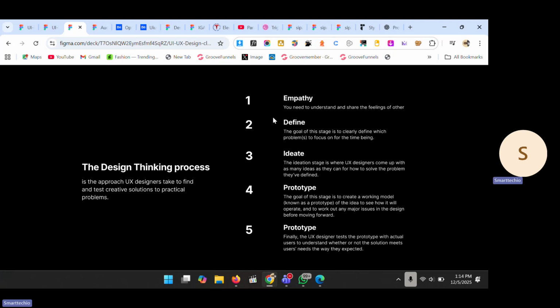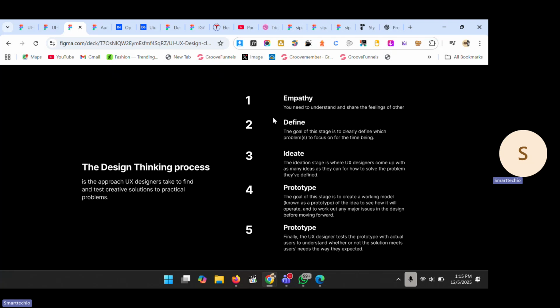You come up with as many ideas as you can for how to solve the problem. After you have defined it, you then prototype the idea. The goal of this stage is to create a working model of the idea to see how it will operate and to work out any major issues in the design before moving forward. Then the last stage is test. Finally, the UX designer tests the prototype with actual users to understand whether or not the solution meets users' needs the way they expected. So these are the ideas.